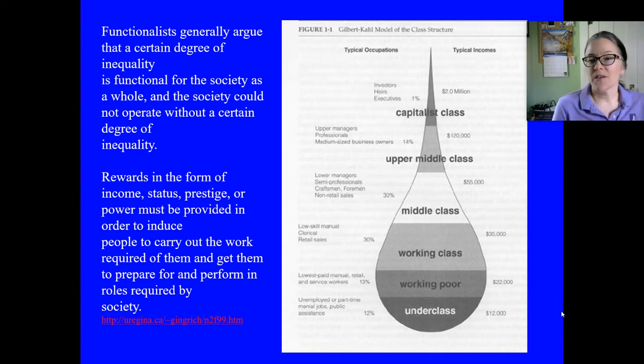Functionalists argue that there's a certain degree of inequality in society as a whole, and that's natural and necessary. We couldn't operate without a certain degree of inequality. So there have to be some people doing different jobs. We need people to do different kinds of jobs. And because of their relative value to our society, we remunerate them differently. So that's always going to be there.